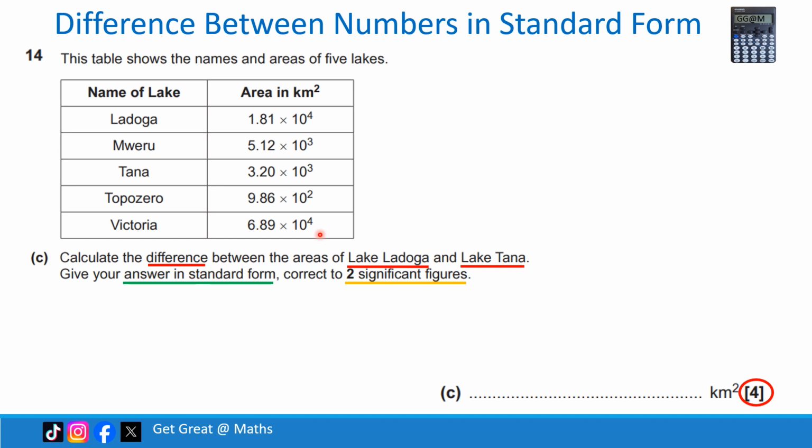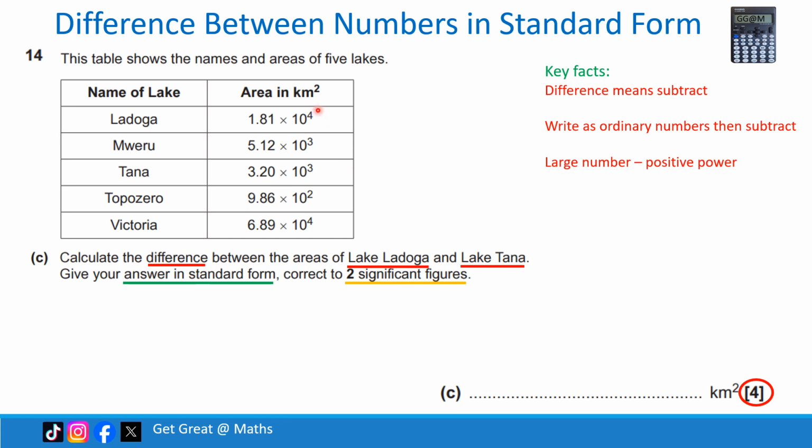Now, to be able to answer this question, we need to know some key facts. We need to know that the word difference means subtract. We then write the numbers for the lakes that are identified, this top one and the third one, as ordinary numbers, and then we subtract them. This is a calculator paper, so you can use a calculator for this question.